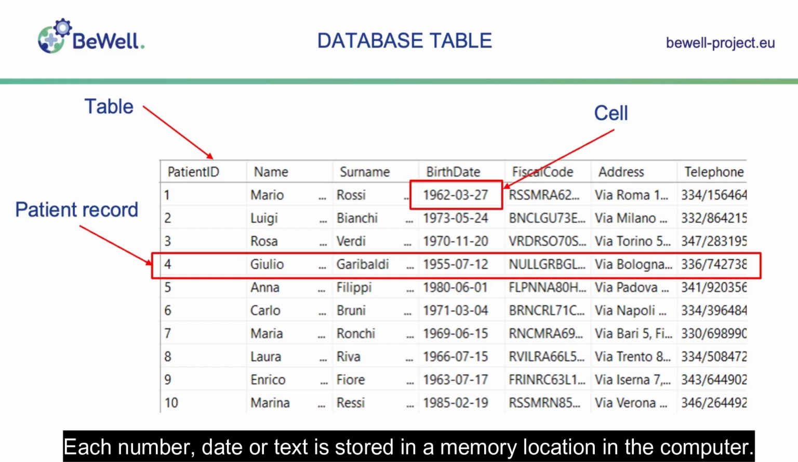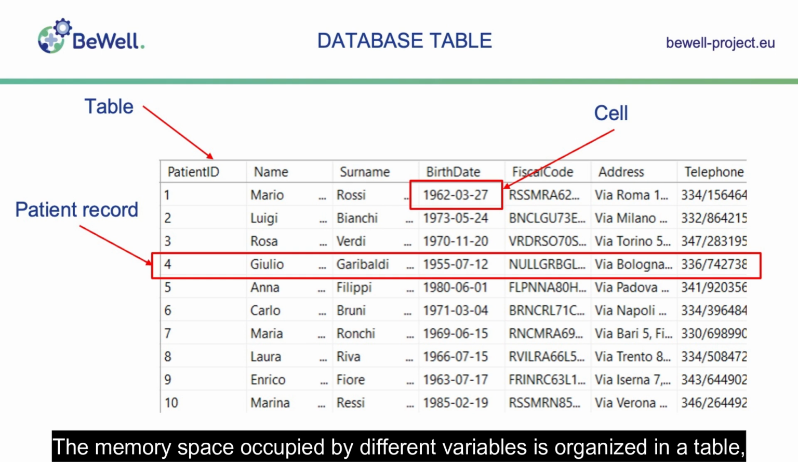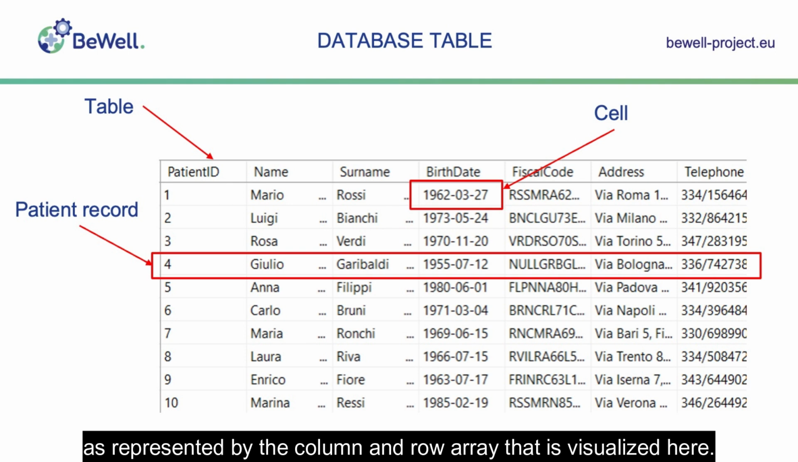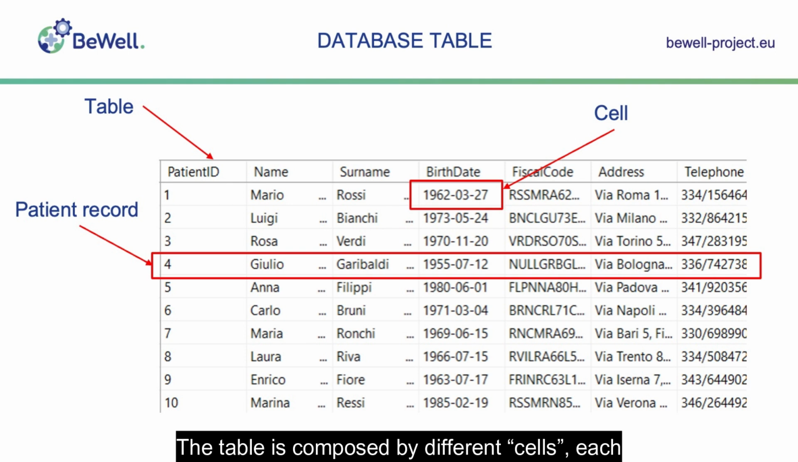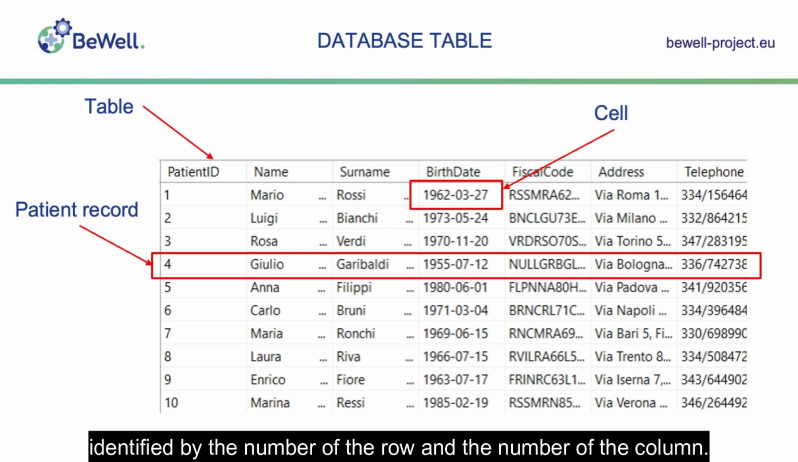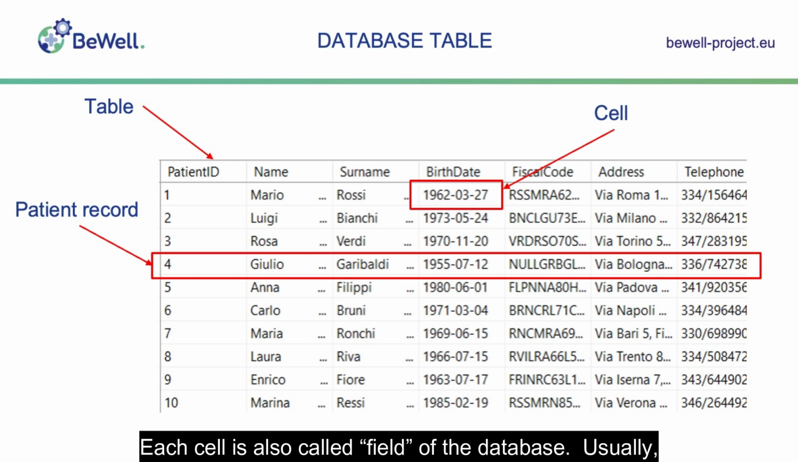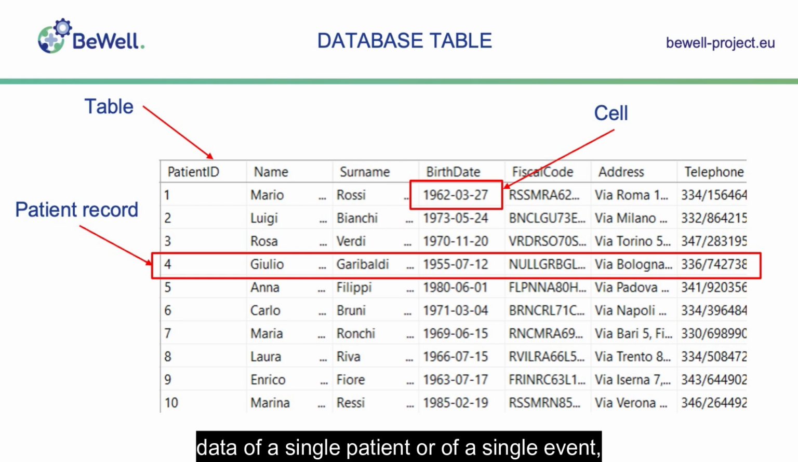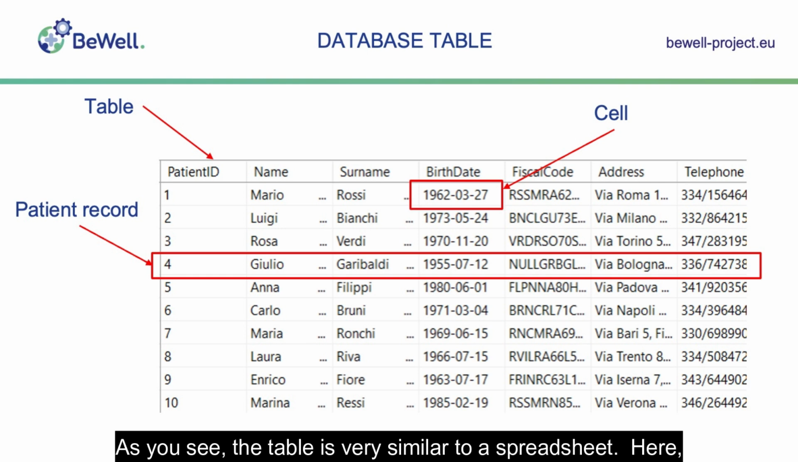Each number, date, or text is stored in a memory location in the computer. The memory space occupied by different variables is organized in a table, as represented by the column and row array that is visualized here. The table is composed of different cells, each identified by the number of the row and the number of the column. Each cell is also called a field of the database. Usually, data of a single patient or of a single event are stored in single lines in the table. As you see, the table is very similar to a spreadsheet.